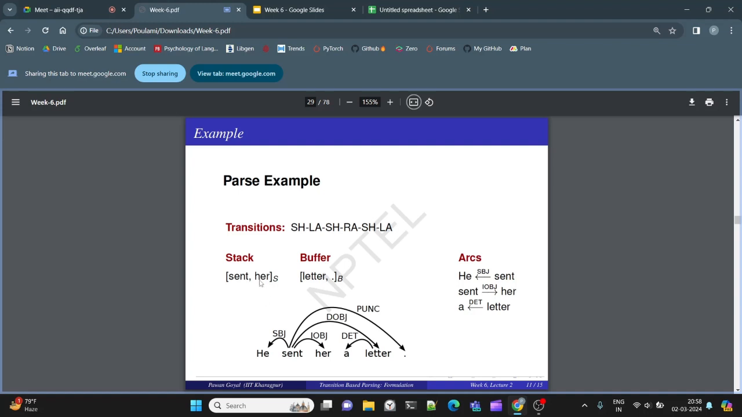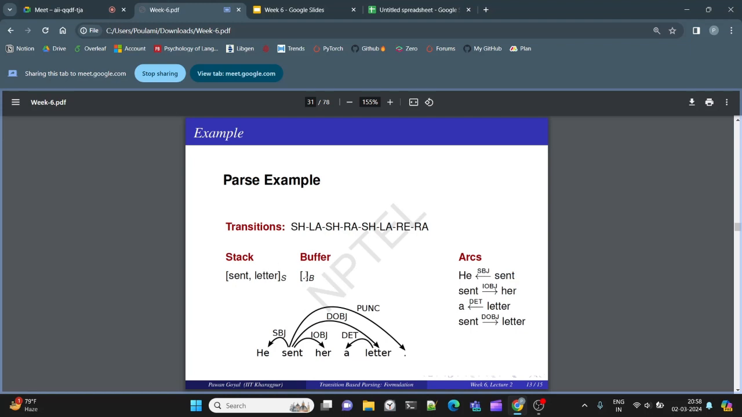If we reduce her, we need to check that her has a head. We have added this connection sent to her, so the head of her is sent. That criteria is satisfied, so I can remove her. I do the reduce operation, and I removed her, and now this is what I have. Now I can simply take a right arc between sent and letter, because we see over here that that is the connection. Then we finally obtain this situation where there's a punctuation mark.